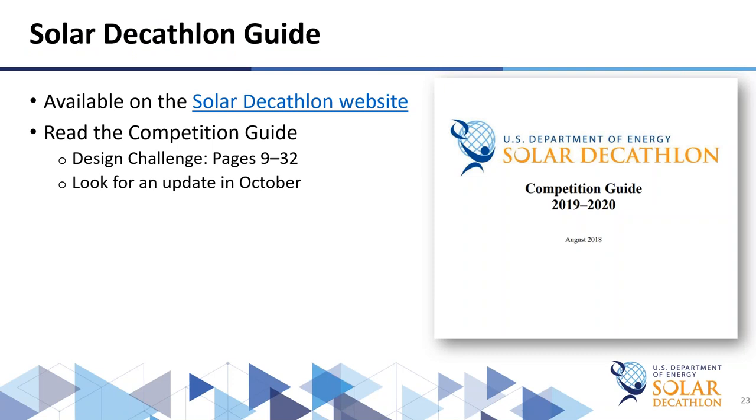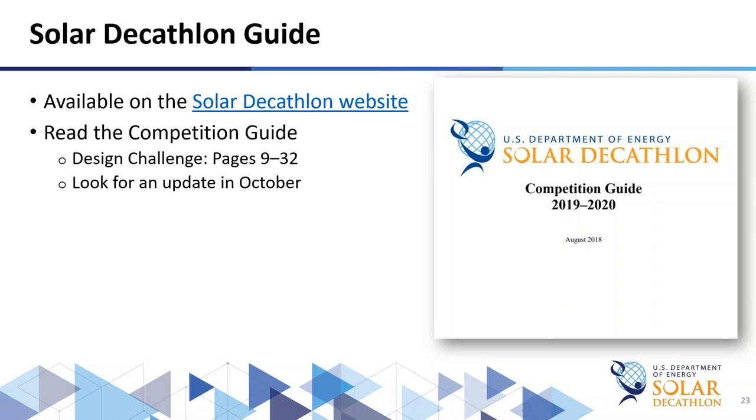So the competition guide provides the information teams need to participate. You can find the competition guide on the Solar Decathlon website under About and then Apply, or there's a link in these slides as well. To get started in the competition, teams should thoroughly read section 2 of the competition guide for the design challenge. The guide is your reference throughout the competition, and please note that minor revisions will be coming in October and then again in January 2019. And these are really based on questions received and to ensure clarity for competing teams.